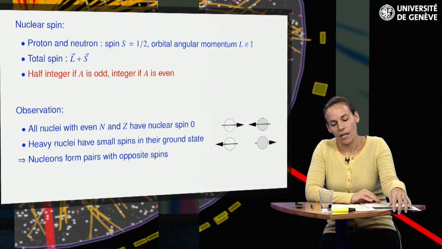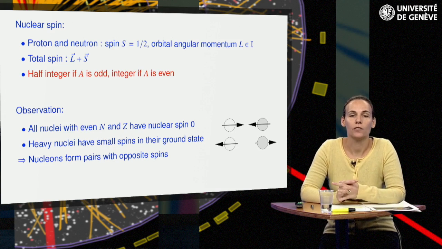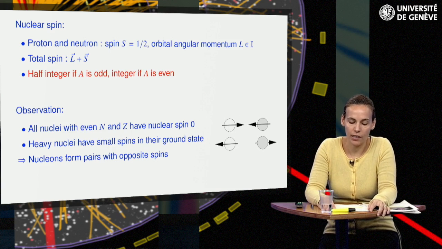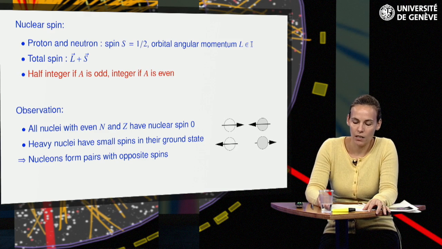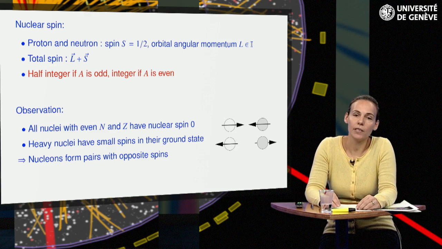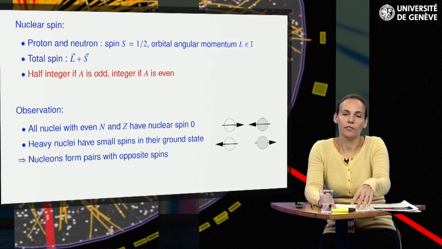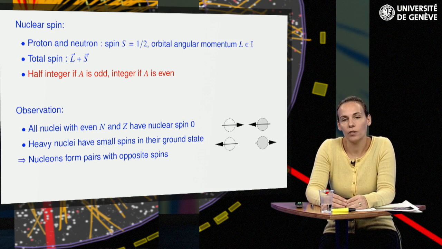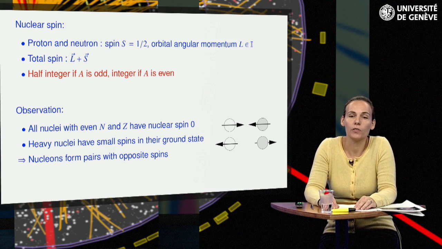Nuclear spin is the sum of the spin S of all individual nucleons and their relative angular momentum L. Protons and neutrons are fermions with spin 1/2. Like in atoms, the nuclear angular momentum L follows an integer quantum number. The total should therefore be a half-integer number if A is odd, an integer if A is even. Indeed, all nuclei with both N and Z even have nuclear spin 0. Heavy nuclei have rather small nuclear spin in their ground state. We conclude that neutrons and protons tend to arrange in pairs of opposite spin direction.